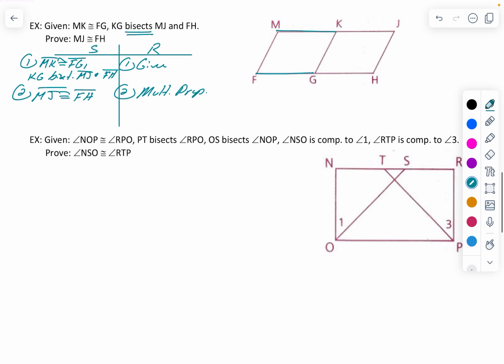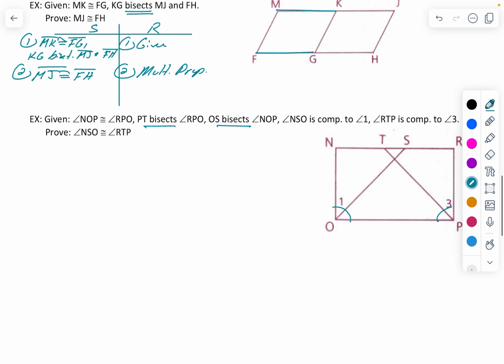Finally, we have angle NOP congruent to angle RPO. So we have those two big ones congruent. PT bisects, again keyword, angle RPO, and OS bisects angle NOP. And then we have angle NSO complementary to angle 1 and angle RTP complementary to angle 3. Oh my goodness, this is a lot of given.